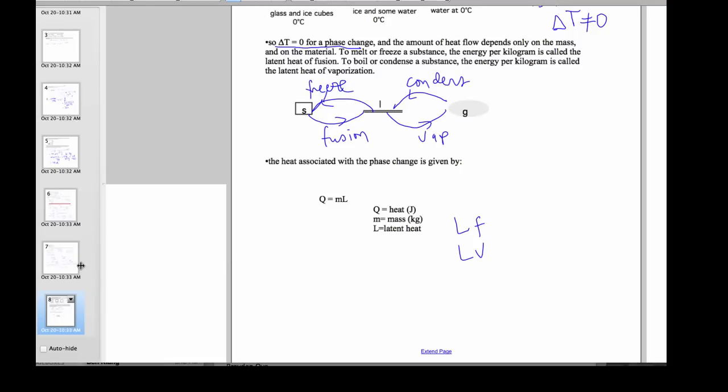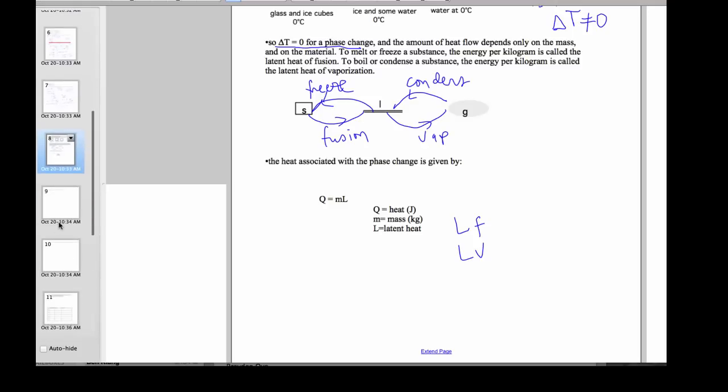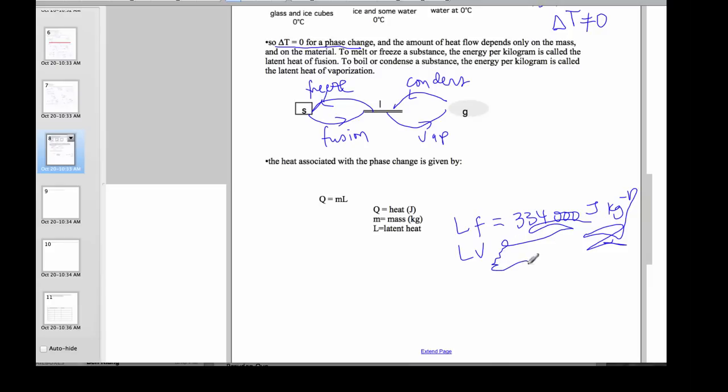Now the values for water: the latent heat of fusion, I think these are probably given in your notes, is 334,000 joules to melt a kilogram of water. And then for vaporization, it's 2,256,000 joules. And clearly we're having some pen issues there, so let me pause for a second.